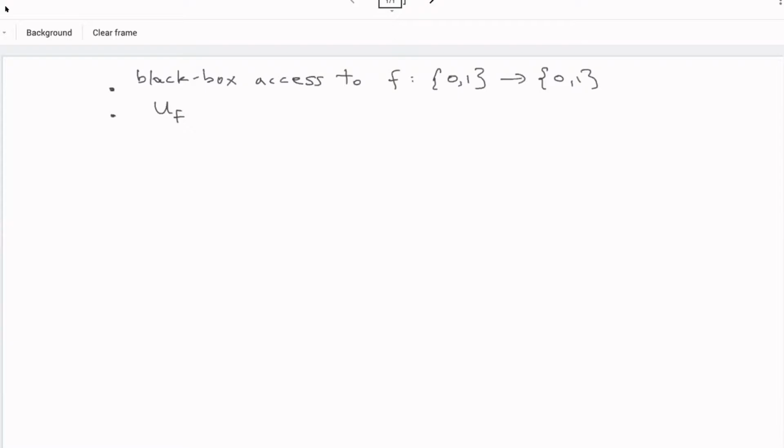And U_f is a unitary which maps x, y. So it's a unitary on 2 qubits, a quantum gate on 2 qubits. It maps x, y to x, y plus f of x.